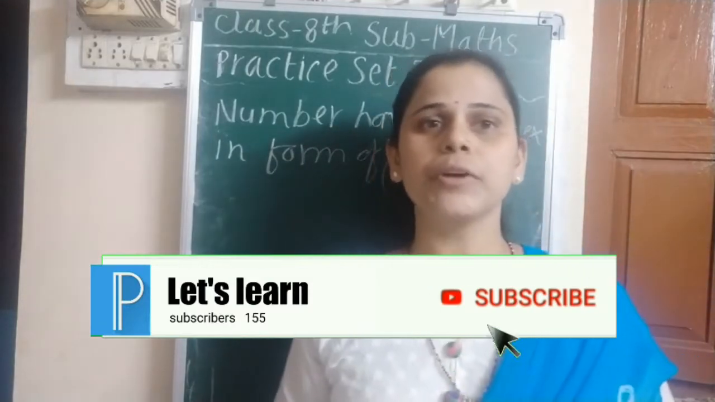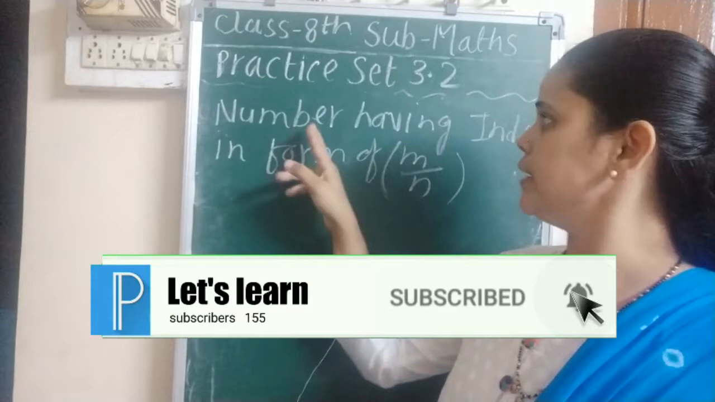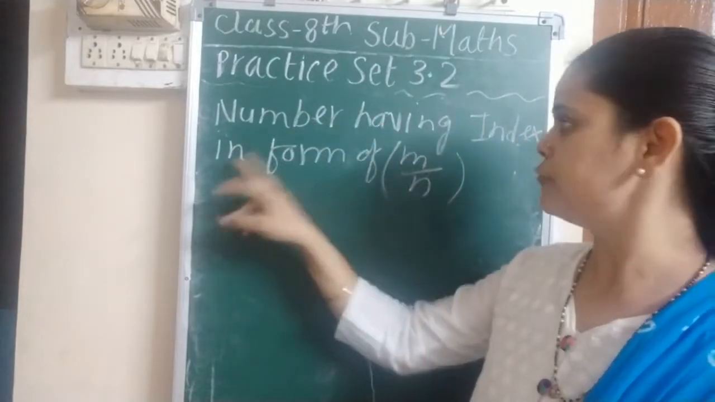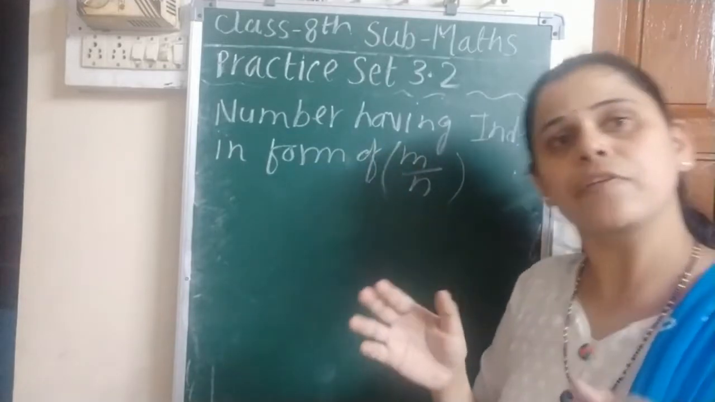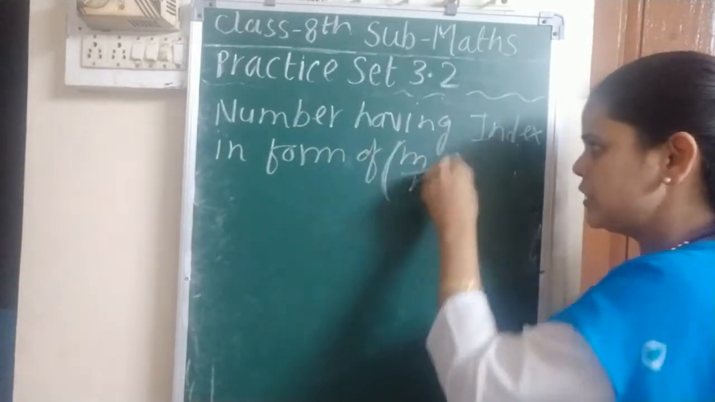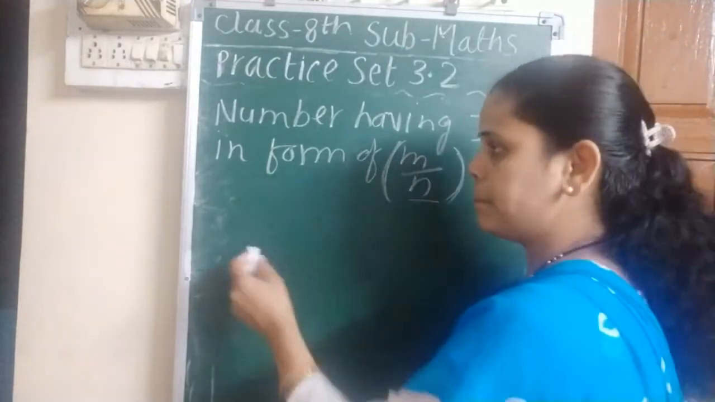Hello students, welcome to our class. Today we will study this topic: numbers having an index in the form of m upon q. That means the index is in the form of a rational number. Rational number means in this form, m upon n. So just see one example.